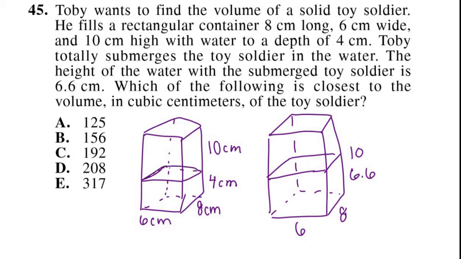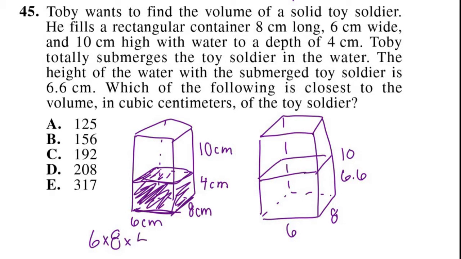So we want to find the volume of the water in this first picture, which we do by multiplying our base times our height. So our base is 6 times 8 times our height of 4. 6 times 8 times 4, that gives us 192. That will be centimeters cubed.